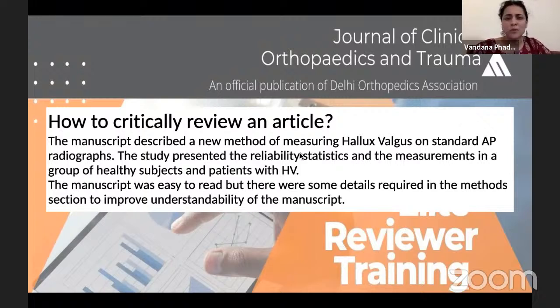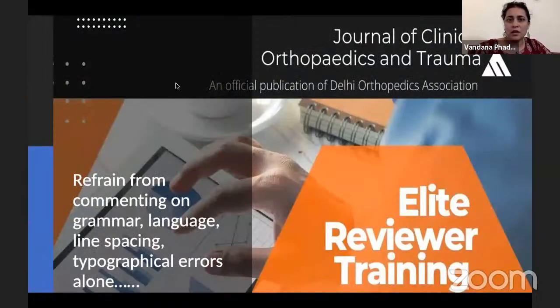It was usually considered to be well written, and the methodology was clear. Despite that, I saw many comments coming in which were about language. And I think after two days of discussions, we are okay to say let's refrain from commenting about grammar, language, line spacing, typographical errors, and don't restrict your review just to those things. Please comment on the science. Unless it's something incomprehensible, I wouldn't comment about the English language in such detail. You may just mention it in a line if you need to. So refrain from commenting on all of these things.